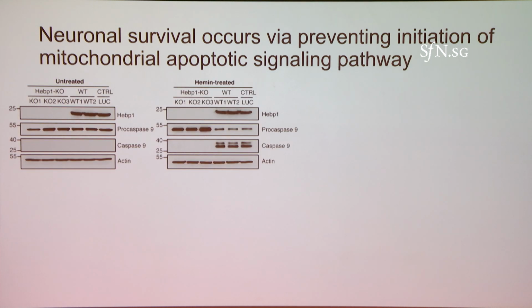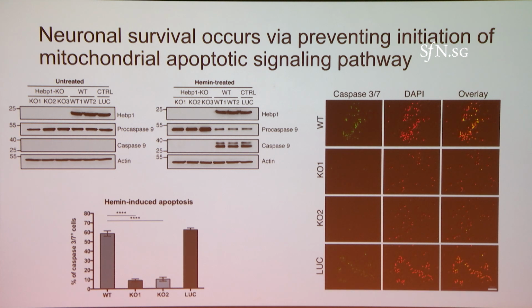We went on to show that the apoptotic pathway itself is not activated in HEBP1 knockout neurons, whereas in wild-type and control neurons, the pro-caspase-9 is cleaved into caspase-9. We show that the caspase-3/7 cleavage is much higher in wild-type as compared to HEBP1 knockout neurons itself.